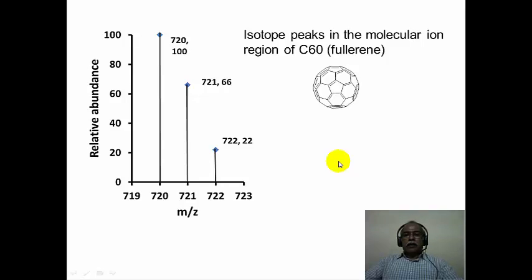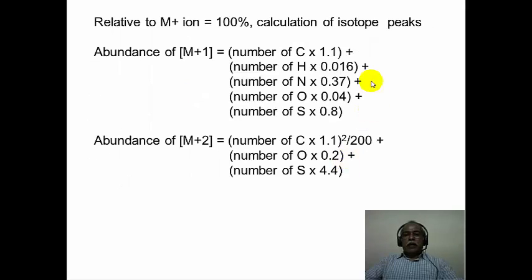Now let us look at the isotope abundance peak of something like a C60. If you go back here, C60, if you want to know what is the M+1 ion abundance if the molecular ion is 100%, all you need to do is plug in this number 60 times 1.1, that would correspond to 66. There are no other elements present in C60, so only carbon is contributing. So if the M ion is 100%, the M+1 ion should be around 66%.